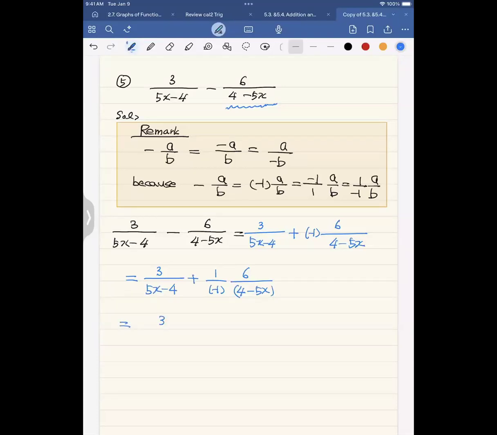So that's 3 over 5x minus 4 plus, we multiply like this, then the numerator will be 6 and the denominator will be 5x minus 4. We have the same denominator, so we can just add them up in the numerator. So 3 plus 6. So then that is 9 over 5x minus 4.